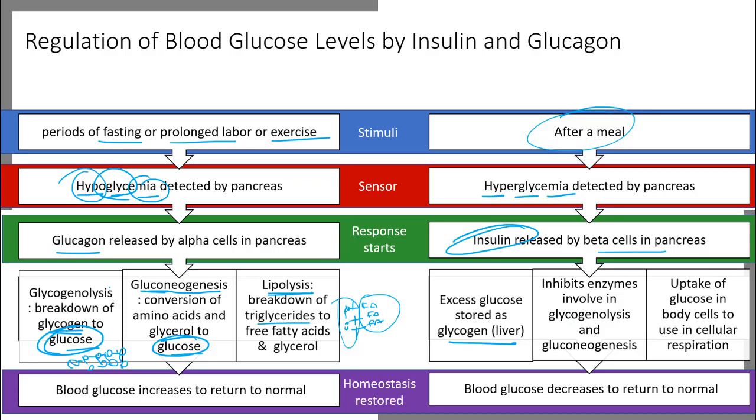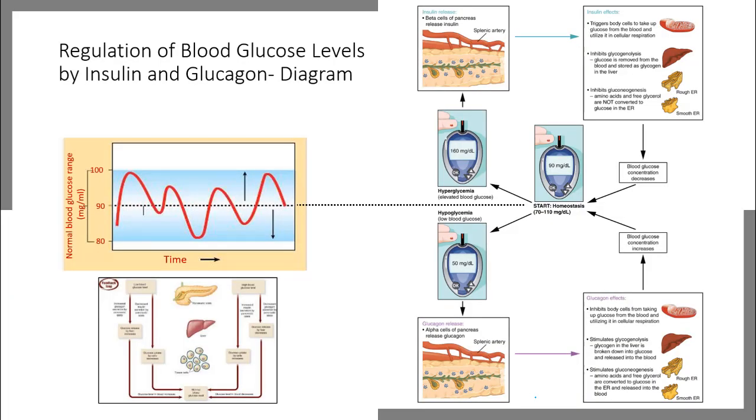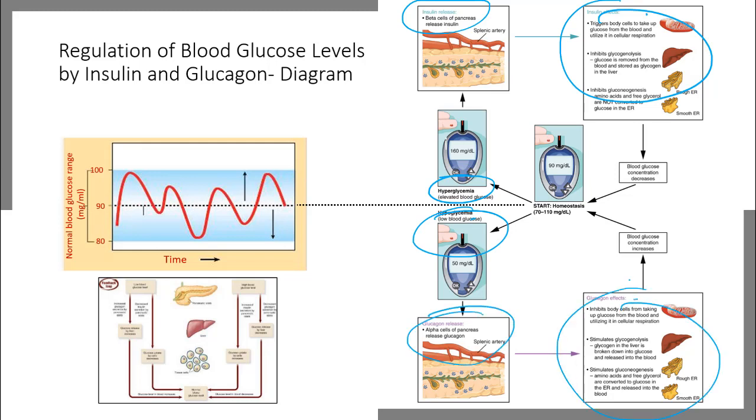It stops these 2 processes over here so that you don't have release or production of new glucose, and it also stimulates the uptake or the moving of glucose into the body cells so that the cells can use it to generate ATP and for other purposes. And so these 3 things help to remove glucose from the blood, and so blood glucose level then returns to normal. Same thing is depicted in this diagram here. So again, if you have increased blood glucose levels, it causes release of insulin to do that. If you have a decrease in blood glucose levels, it stimulates the release of glucagon, and it has that effect so that blood glucose levels in both cases go back to normal, right?